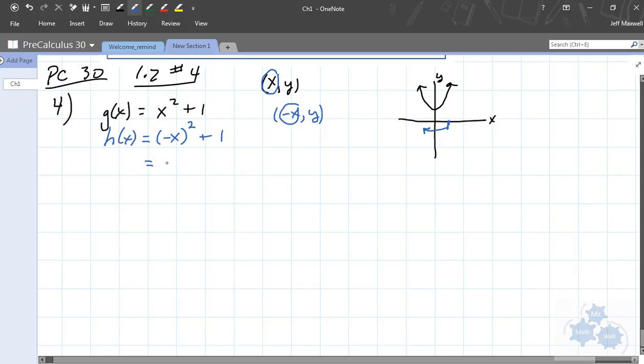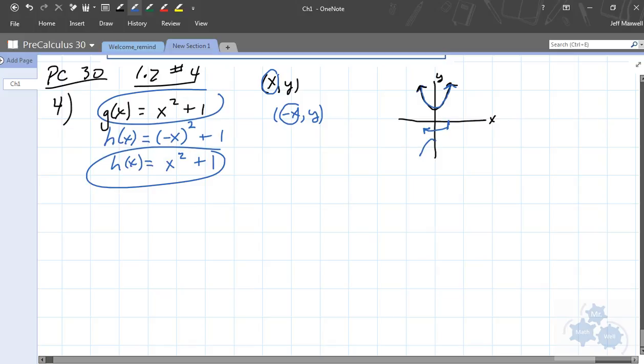And when that's simplified, it becomes the exact same. See, h of x and g of x, the original mother function, are exactly the same. And so that's why it maps right onto itself. Okay? So that's 4a, and in order to get the equation of the reflected function, you either replace x with negative x, or you replace y with negative y if you want to show the equation that would be reflected down here, which I will show you too.